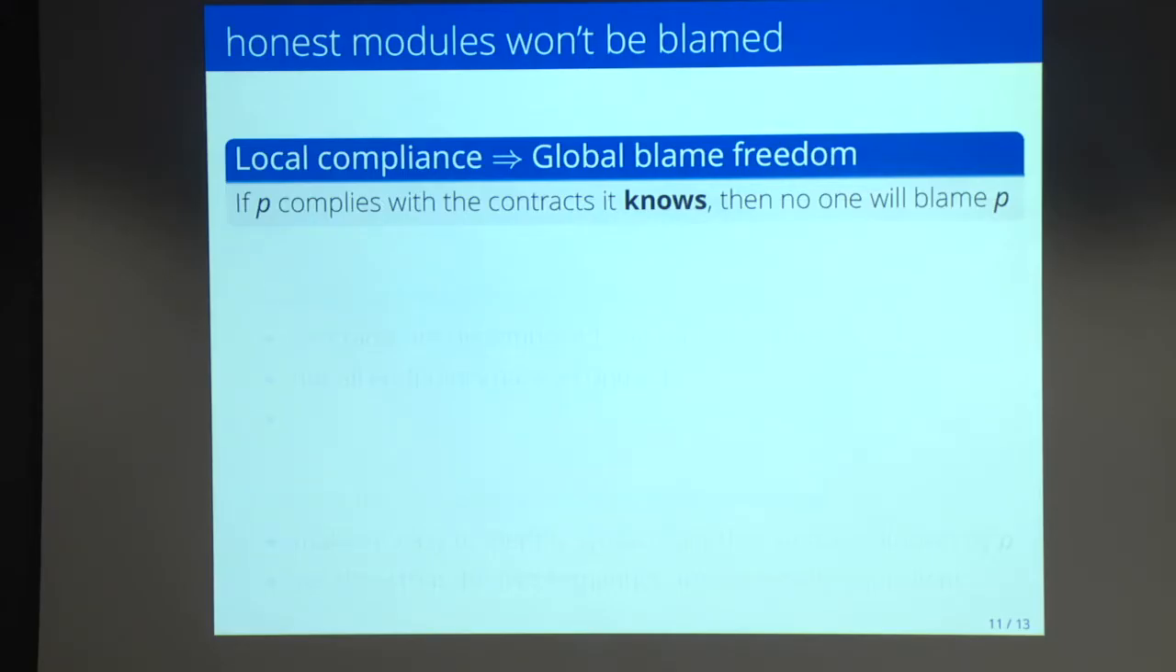Fortunately, the answer is the good one, in the sense that Q will be blamed even if it's no longer involved in the session. And in the paper, we have a general result saying that if we have a module P that complies with all the contracts that the module knows about, then no one will be able to blame P, even if other modules conspire against P and try to blame it.